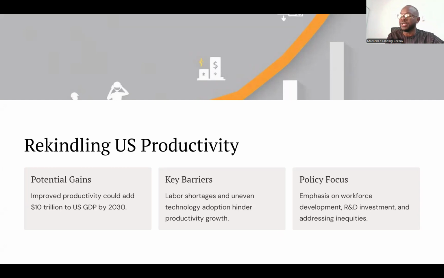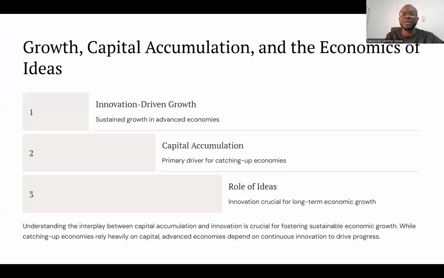So the focus and emphasis should be on workforce development, and this should be a continuous process, as well as investing in research and development and addressing, of course, the inequities that do exist.